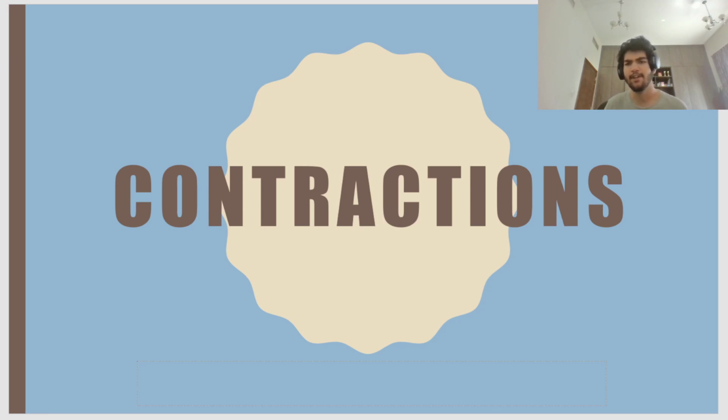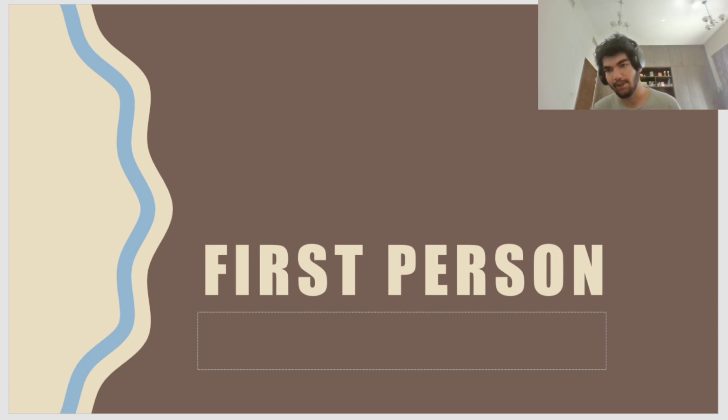So, you may be asking me, what are contractions? Contractions are words that are used to make a sentence shorter and more convenient and easier to say. Words like I'm or I'll or we've. Now, let's move on to the first person contractions.